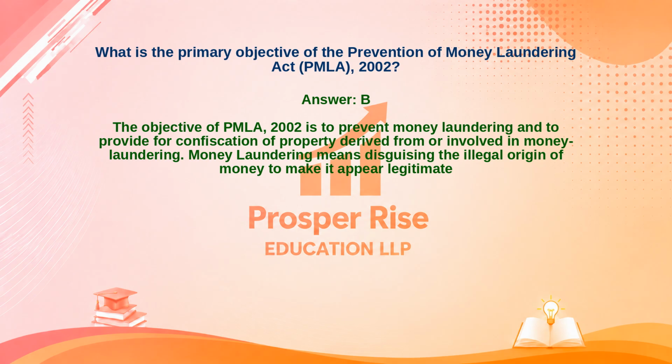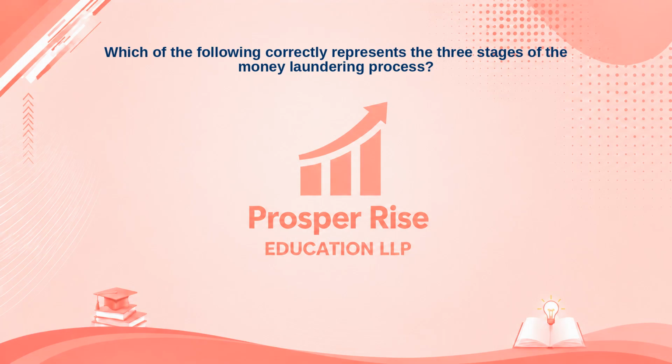The objective of PMLA 2002 is to prevent money laundering and to provide for confiscation of property derived from or involved in money laundering. Money laundering means disguising the illegal origin of money to make it appear legitimate. Here is another practice question. Which of the following correctly represents the three stages of the money laundering process?